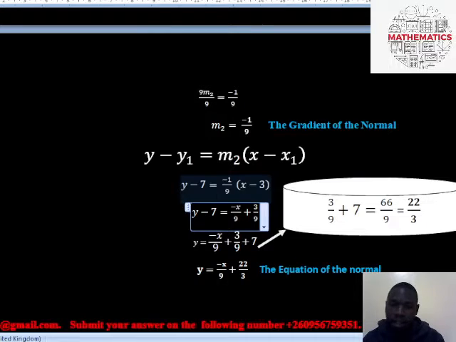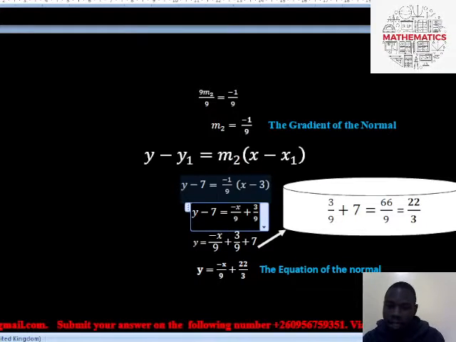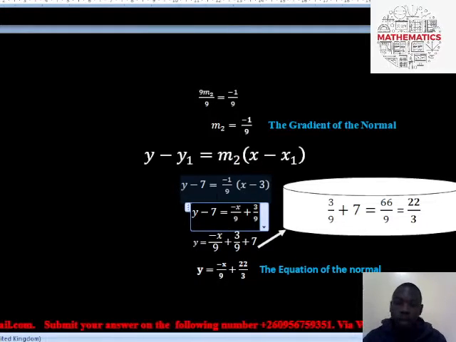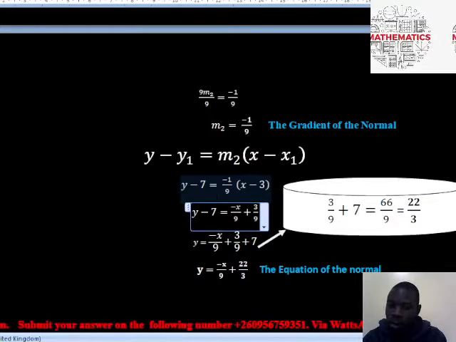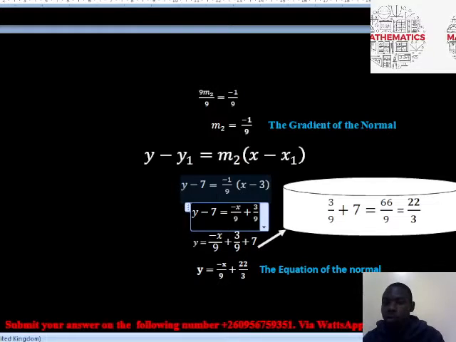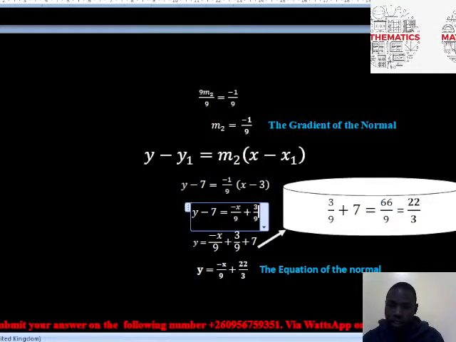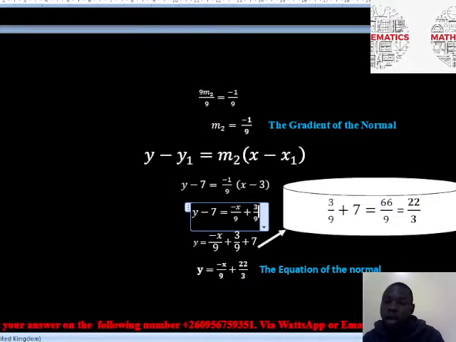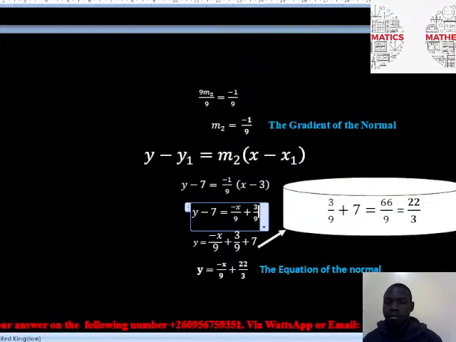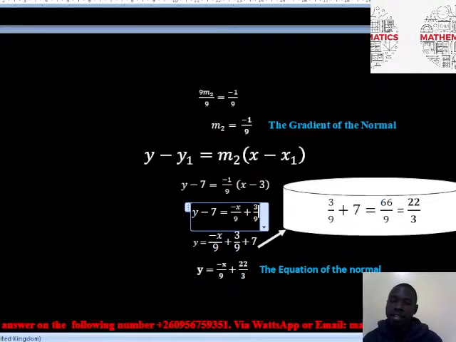What do I mean? You say negative 1 times x, it will give you negative x over 9. Then from negative 1 there, negative times negative is positive, which is this positive here. So 1 times 3 is 3 over 9. So that is how you multiply fractions.